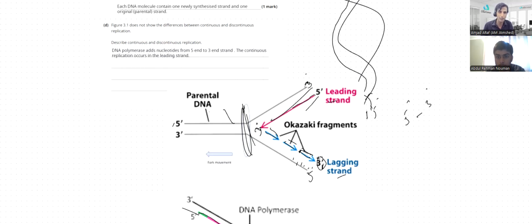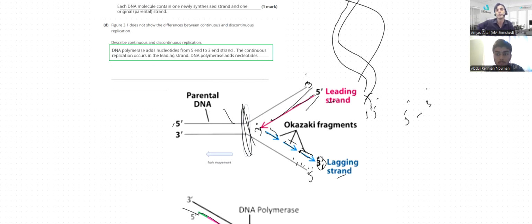DNA polymerase adds nucleotides from 5' to 3'. The continuous replication occurs in the leading strand, and there's no interruption in it. You should also discuss the DNA polymerase, because the primary function, the actual player here, is DNA polymerase. So DNA polymerase can add nucleotides in the same direction as the replication fork is moving.